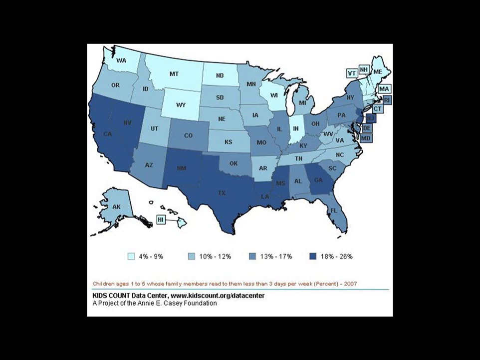The good news here is that if 11% are not reading to their children, then 89% are. And that was a downward trend, even though it doesn't quite look that way on this map in terms of the percentage going up. It's still a downward trend in the numbers that are being read to more frequently.